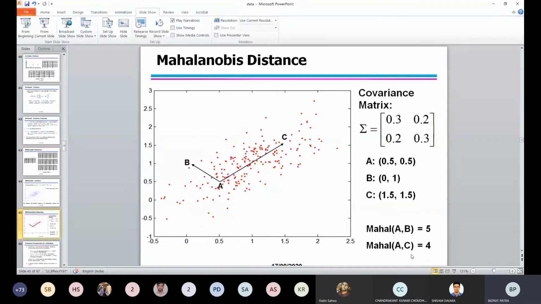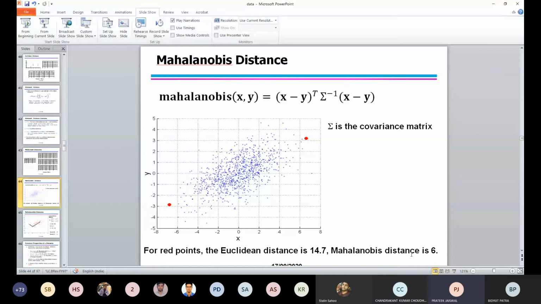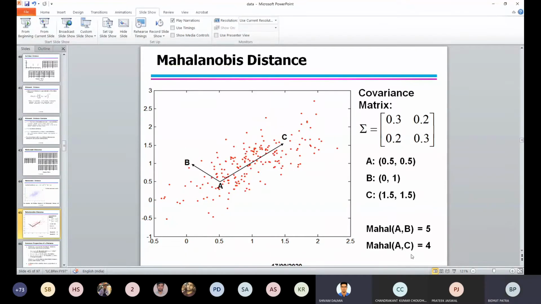Sir, that T is the transpose of the matrix. Transpose of that matrix x minus y. x is a vector, y is a vector. Okay. So can you show an example of Mahalanobis distance? This is like the calculation. Okay. Maybe in the next slide you can see. Okay, sir. Yeah.